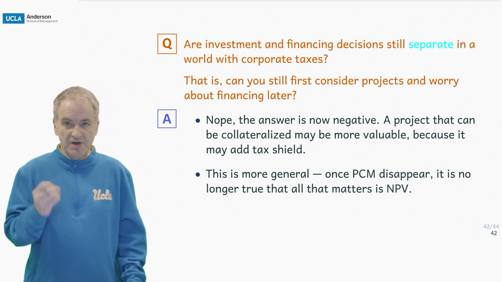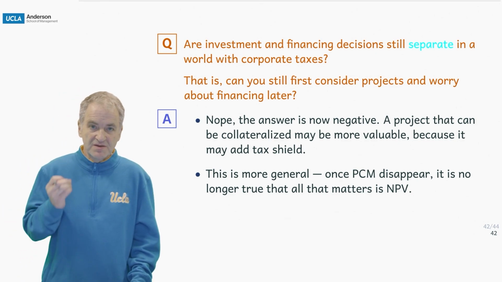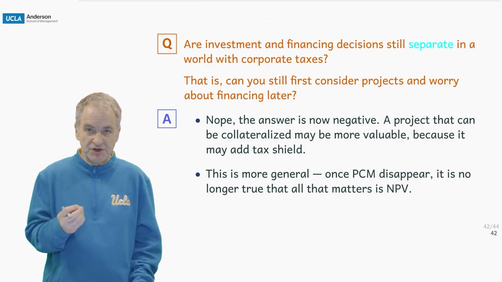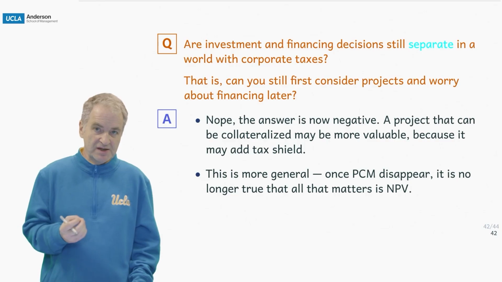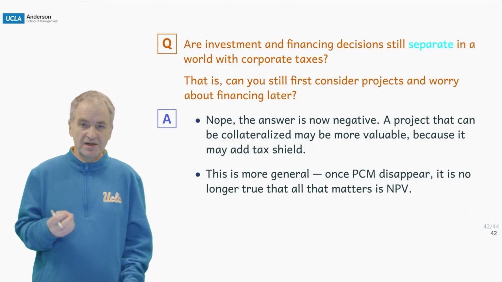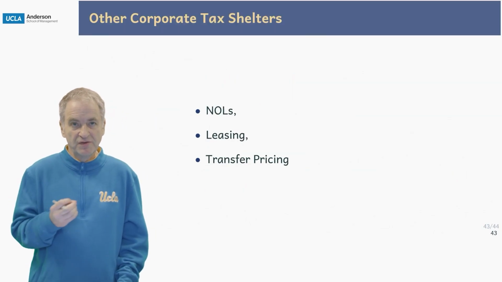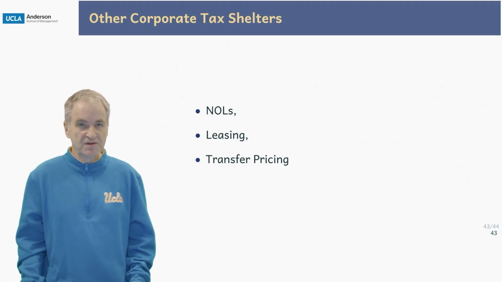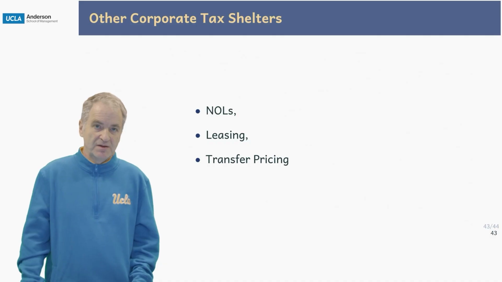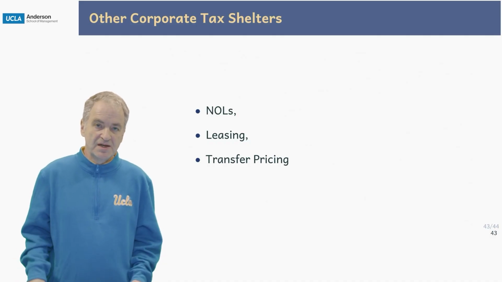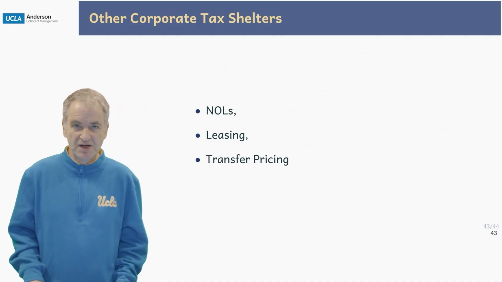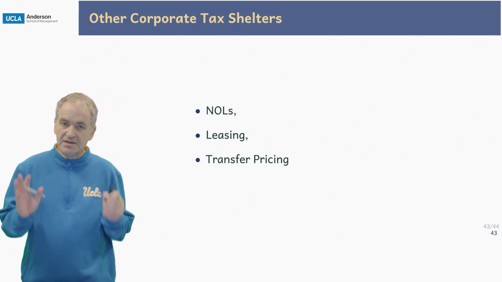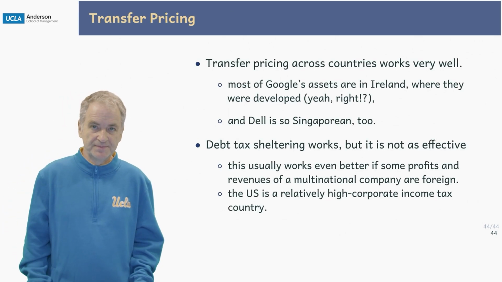Once perfect capital markets disappear, it is no longer true that all that matters is the net present value of the project without considering the financing. Now the financing becomes part of the value of the project. There are other corporate tax shelters that we're not going to talk about. There are leasing arrangements, transfer pricing arrangements, operating losses carried forward, many other things. Debt is just one of those.